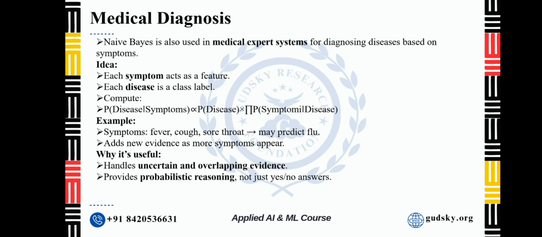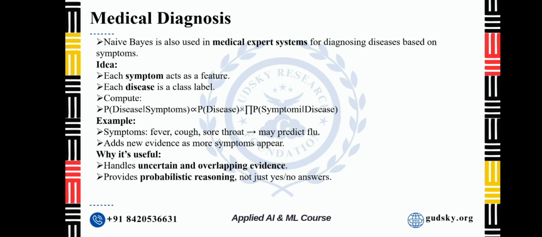Each symptom acts as a feature and each disease is a class label. The model computes P(disease | symptoms) proportional to P(disease) times the product of P(symptom_i | disease). For example, symptoms of fever, cough, and sore throat might indicate flu. As more evidence, that is more symptoms, is added, the model updates its beliefs.